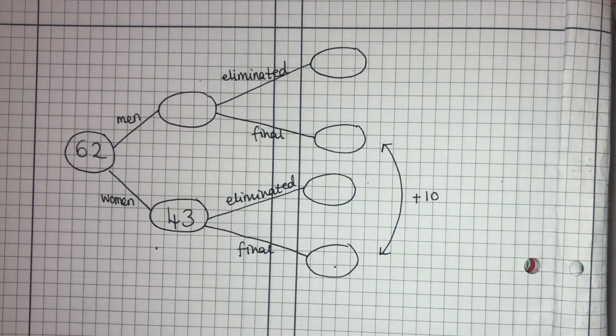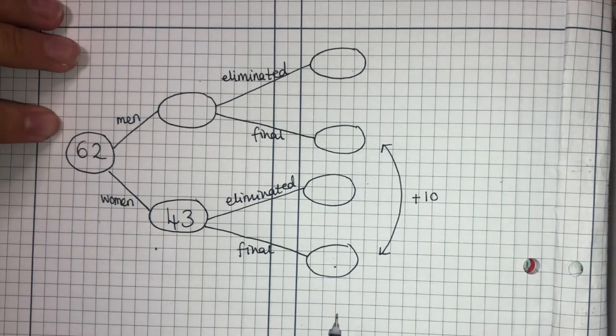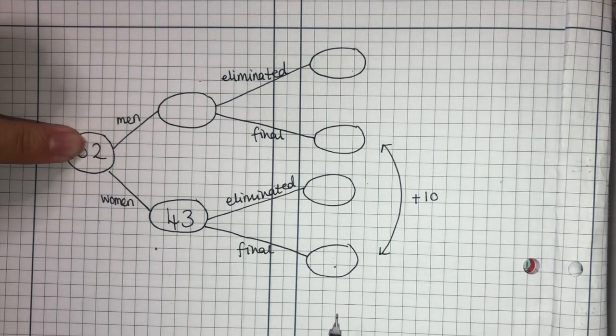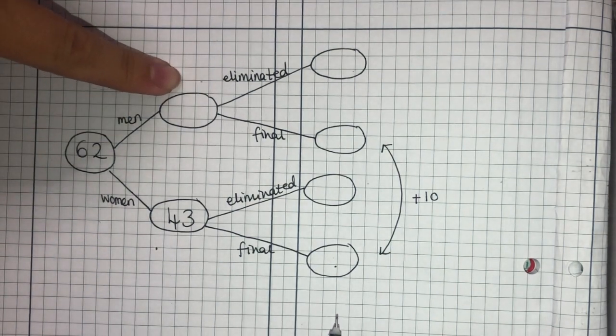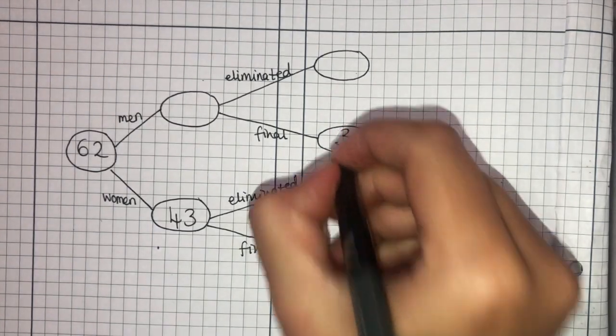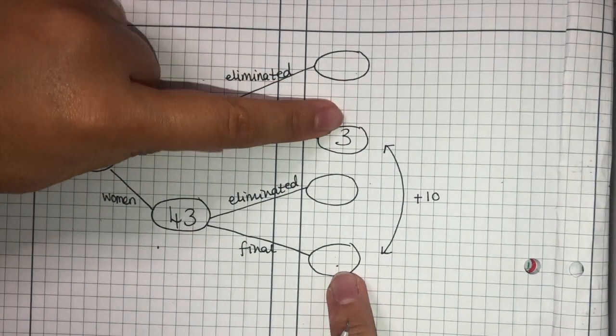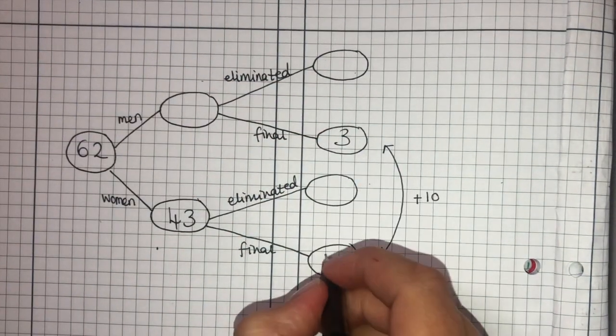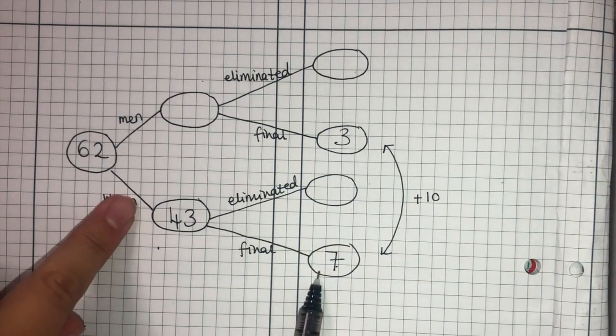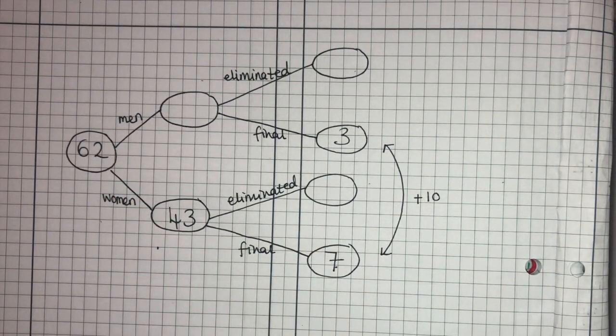We're then being told that 3 men made it through to the final. So I can now fill in from 62, the branch that says men, final must be 3. Well, if these two add up to 10, then this one must be 7. So I know that 7 women made it to the final. The rest I can fill in just by doing some simple subtractions.